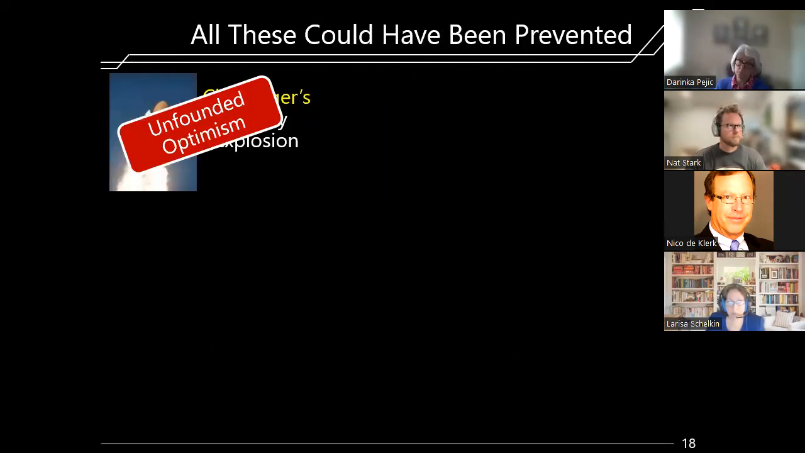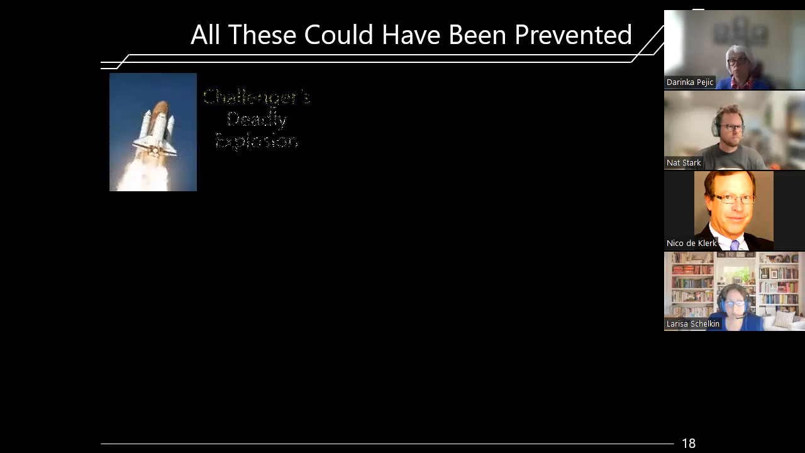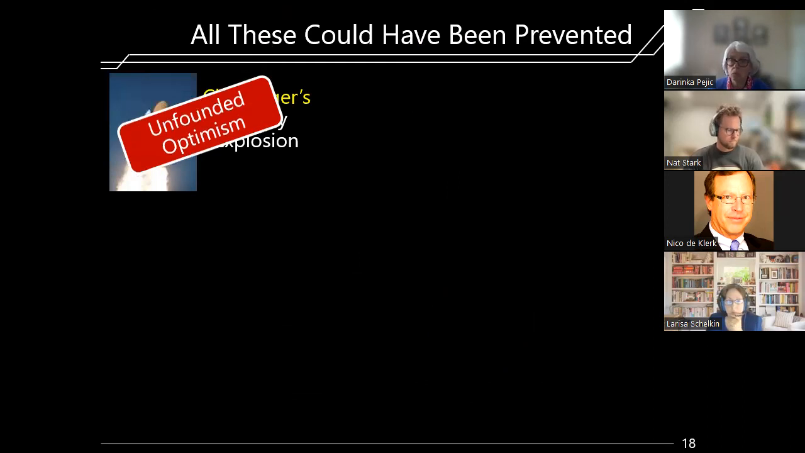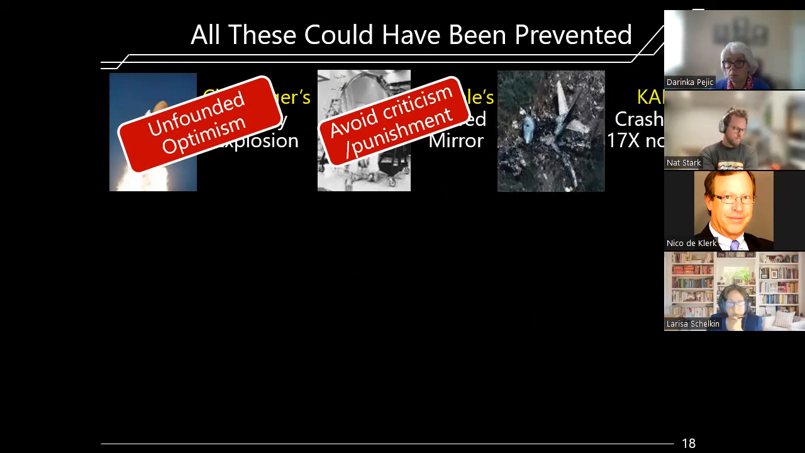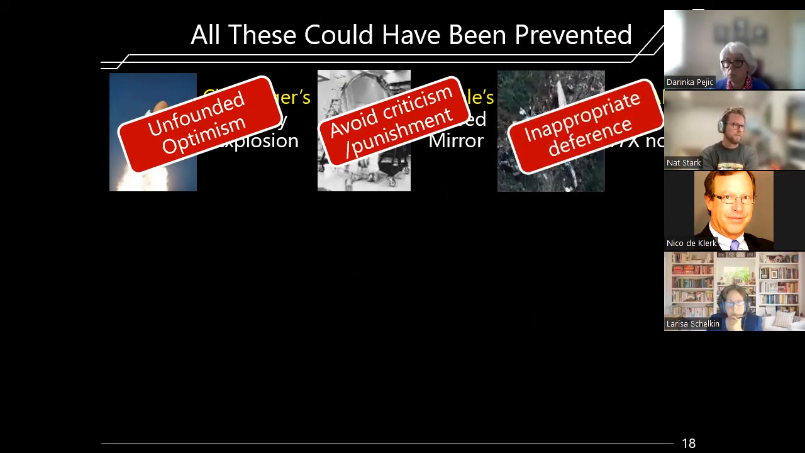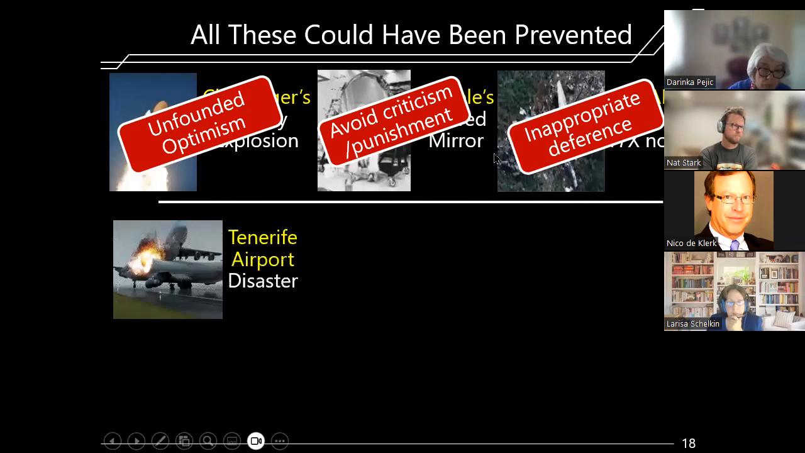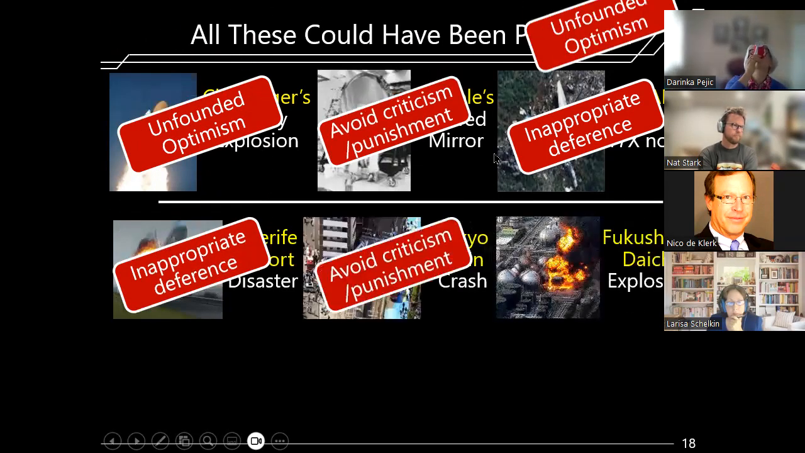So I did one more slide change just for fun. I was reflecting on this slide, which I think is quite incredible, to claim all of these could have been prevented. And you've seen this slide before. I believe this. And so I've diagnosed this in terms of 3 different social phenomena. There might be more. I don't know. I don't claim this is complete, but unfounded optimism promulgated by upper management to avoid punishment or inappropriate deference to authority. And I believe you could have prevented all of these.